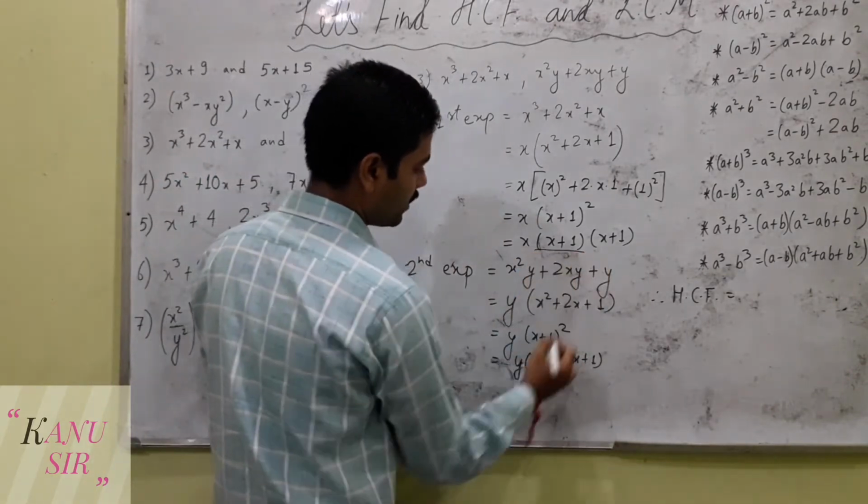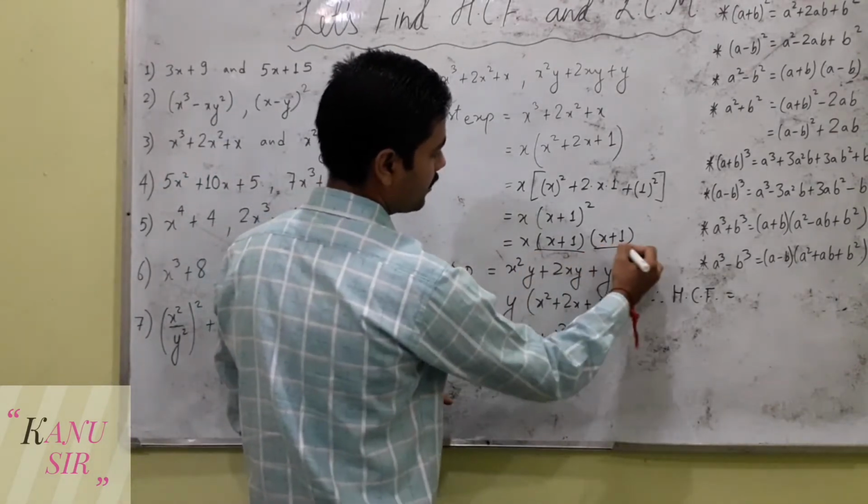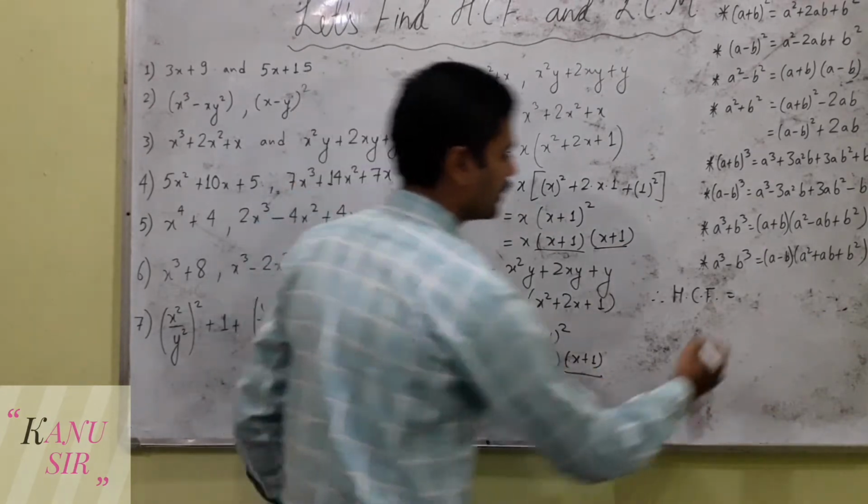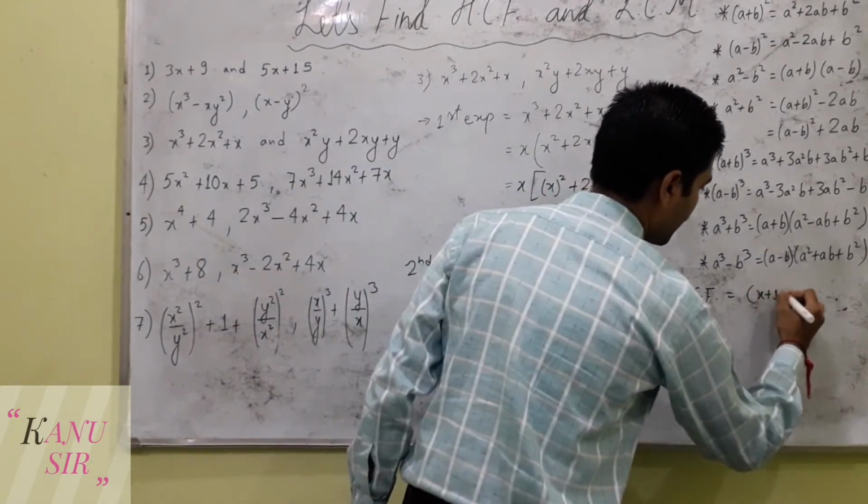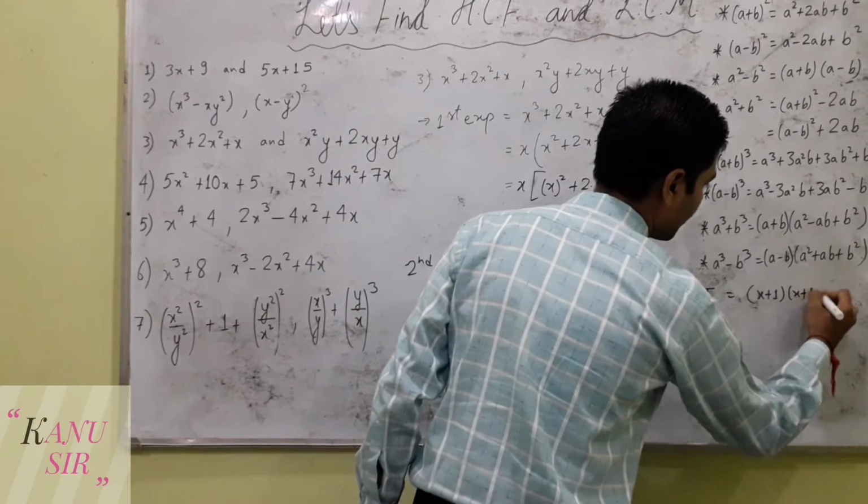X plus 1 is common. Very good. X plus 1 is common. One more time. Good. So we'll write here x plus 1 and x plus 1.